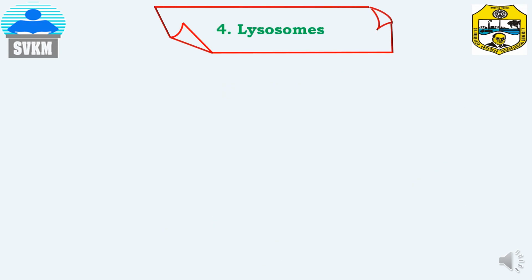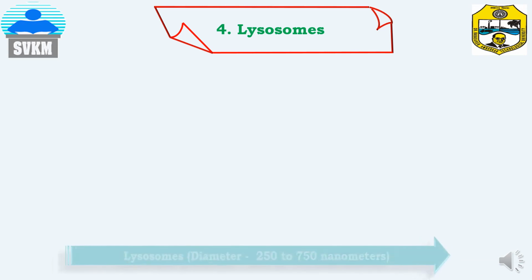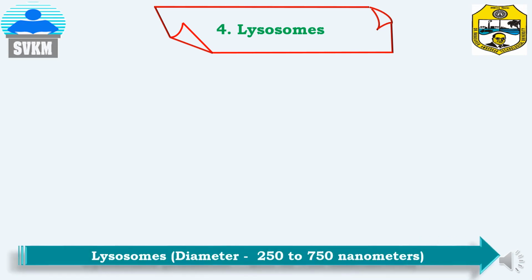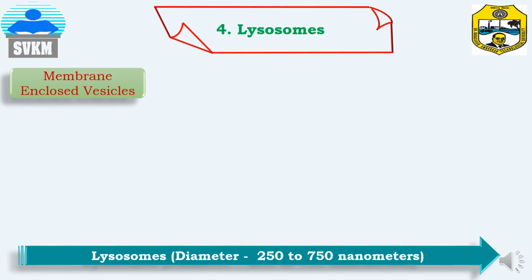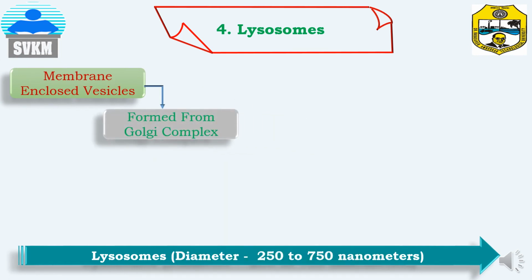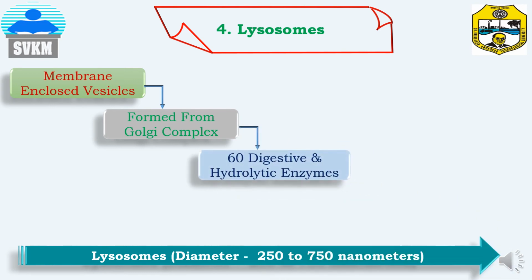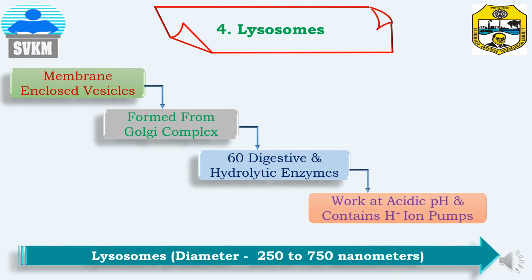The next important cell organelle is the lysosomes. Lysosomes have a diameter of 250 to 750 nanometers. These are membrane enclosed vesicles and they are formed from the Golgi complex. The lysosome contains about 40 to 60 digestive enzymes, particularly hydrolytic enzymes in the form of hydrolases. They work at acidic pH and they contain H plus ion pumps.